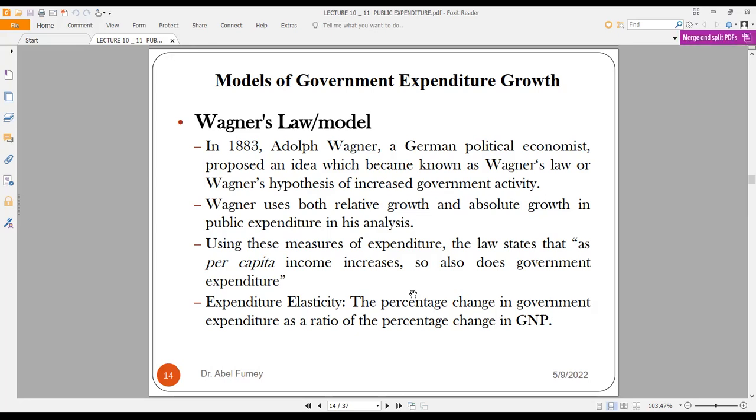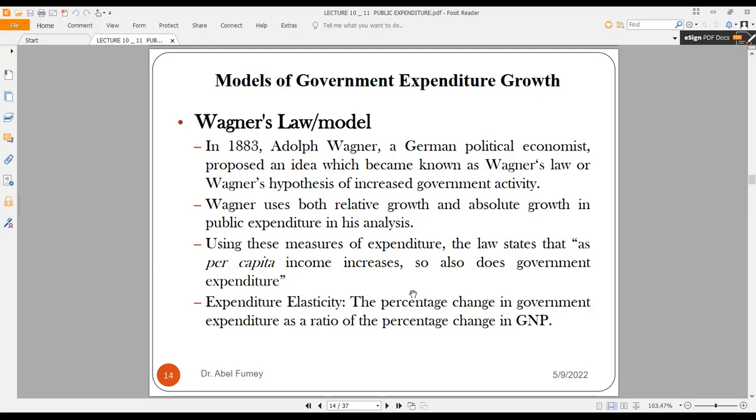Now, because of using these measures, the law states that as per capita income increases, so does government expenditure. So if you have an economy and there is a rise in the per capita income, the income per head of the people in the country, then we expect government spending to also increase. What this means is that there's a positive expenditure elasticity.